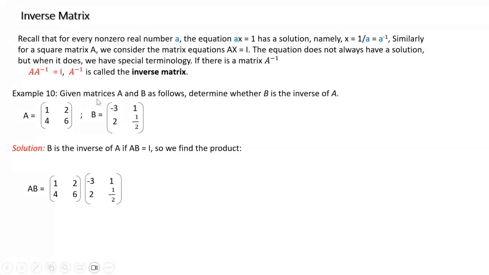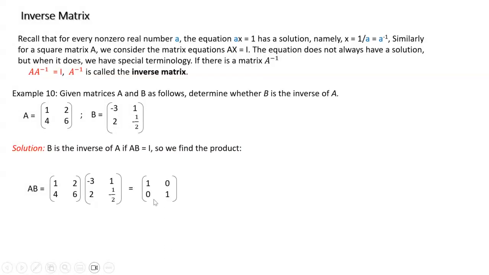Okay, example. Given matrices A and B, determine whether B is the inverse of A. Here's my solution. B is the inverse of A if A times B gives you the identity. So we can find the product. If we multiply these two, matrix A and B has to give me the identity, 1, 0, 0, 1, for it to be the inverse. And if it doesn't give you the identity, B is not the inverse of A. So let's find out.